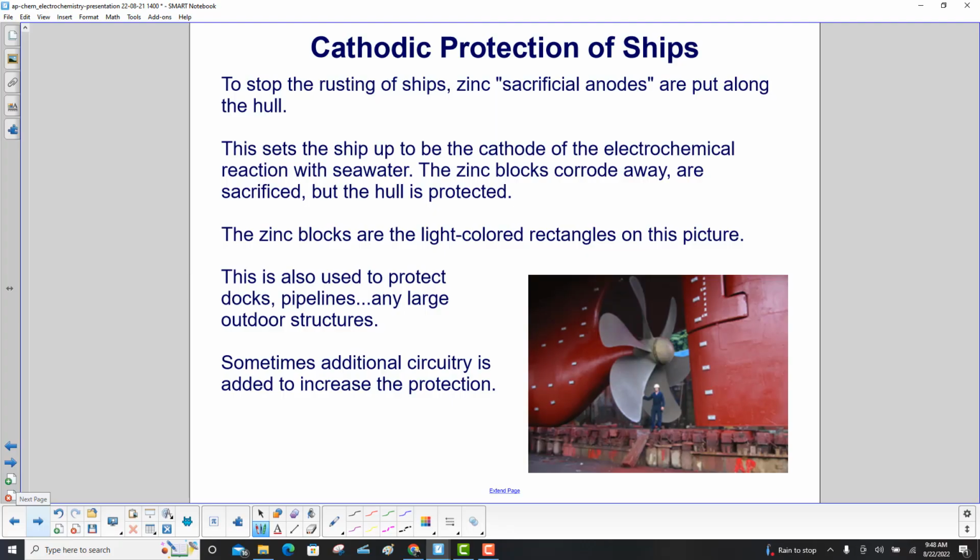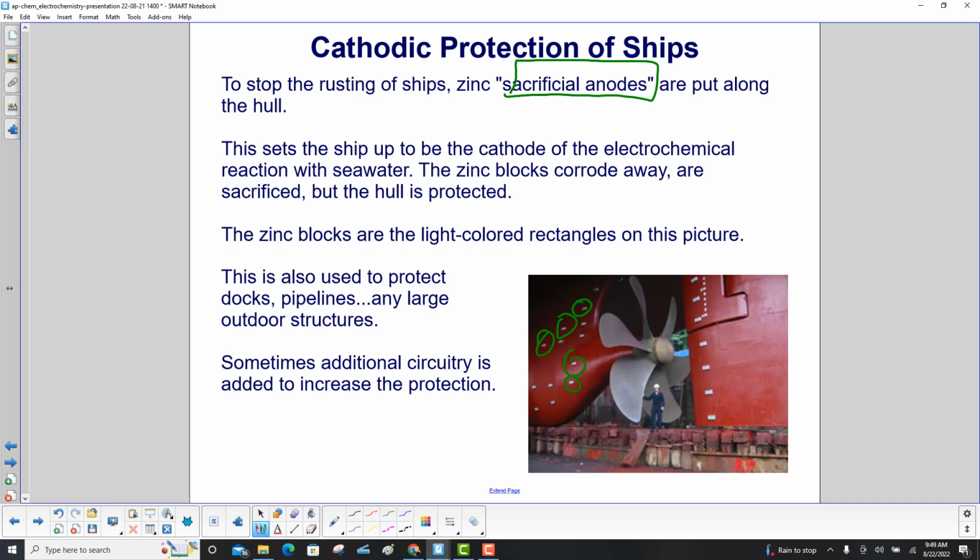To stop the rusting of ships, which are in one of the biggest electrolytes ever, right, seawater, sacrificial anodes are put along the hull, and that's these blocks here. This sets the ship up to be the cathode of the electrochemical reaction with seawater. The zinc blocks corrode away. They're sacrificed, but the hull is protected. And the zinc blocks are the light-colored rectangles, already said that.